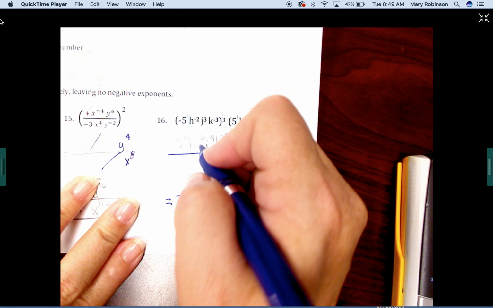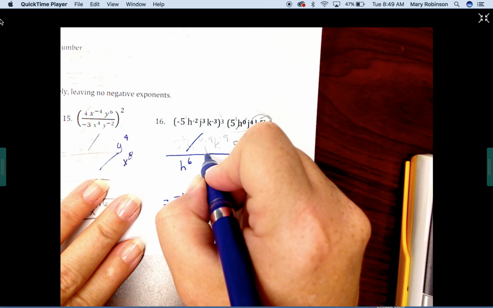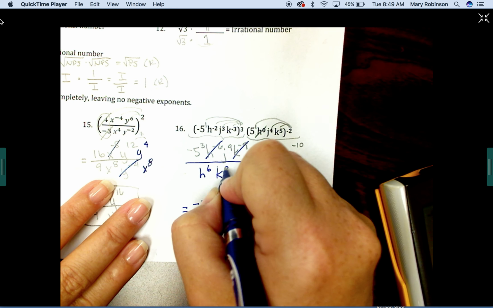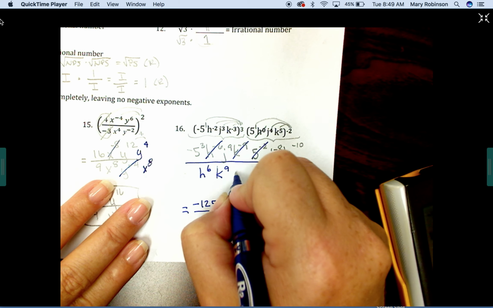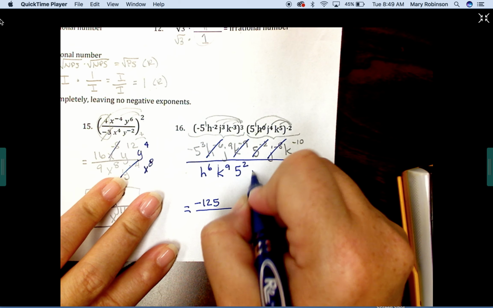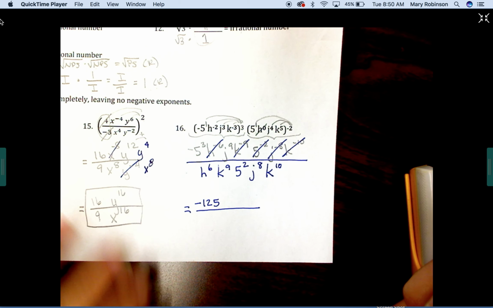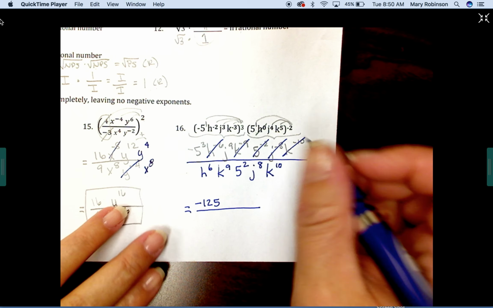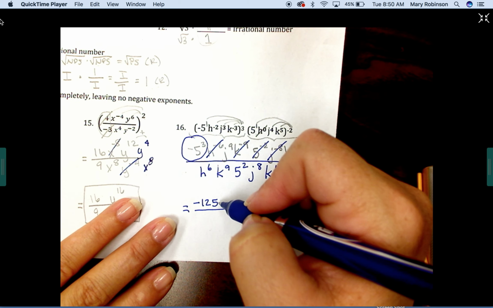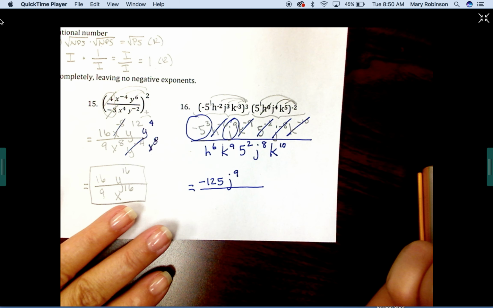So now I want to take my h to the -6th and move it to the bottom. J has a positive exponent, so I'll leave it. K to the -9th will get moved to the bottom. 5 to the -2nd will get moved to the bottom as 5 squared. J to the -8th will get moved to the bottom. And K to the -10th will get moved to the bottom. Again, at this point, all I have left in my numerator is the -5 to the third, which we evaluated as -125. And I also have J to the 9th, so I'm going to put J to the 9th in my numerator as well.